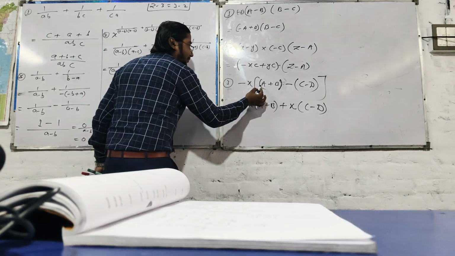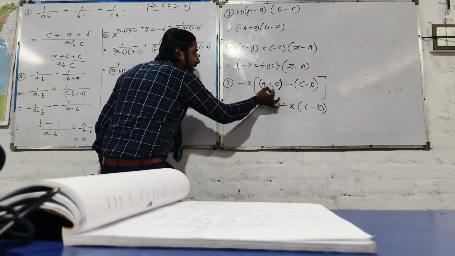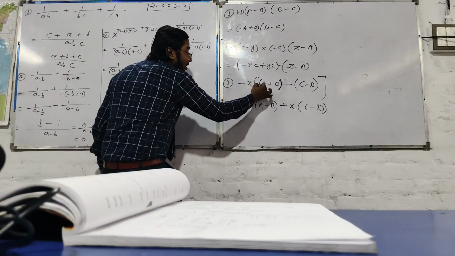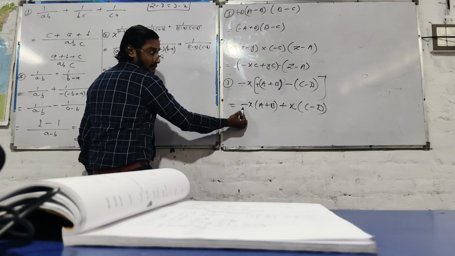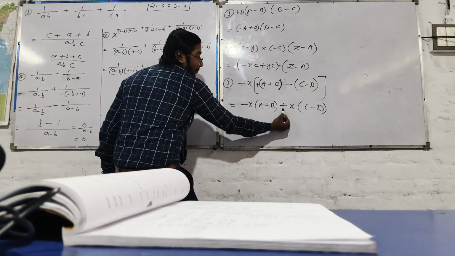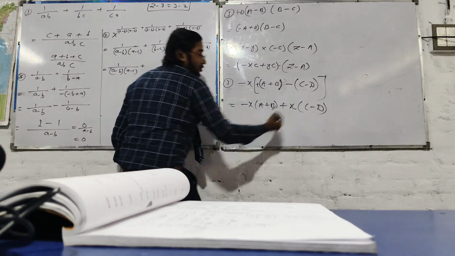Arey bhai sahab, listen now. I did not open this bracket. What I did, it was the plus here, plus minus multiply plus. It was minus. And it was minus here, minus multiply minus. It is plus. And x was there. The x is at the c minus g as it is.